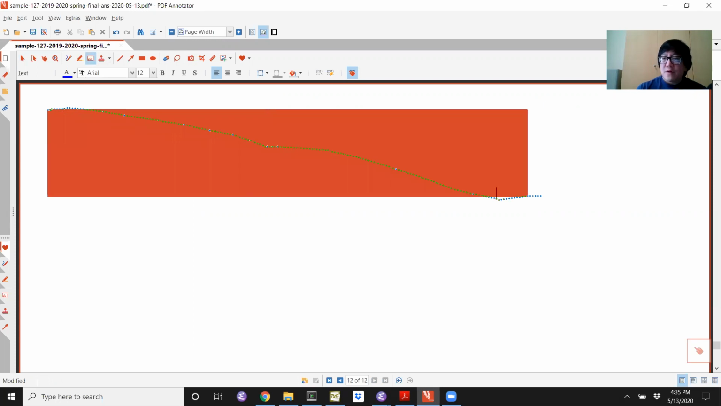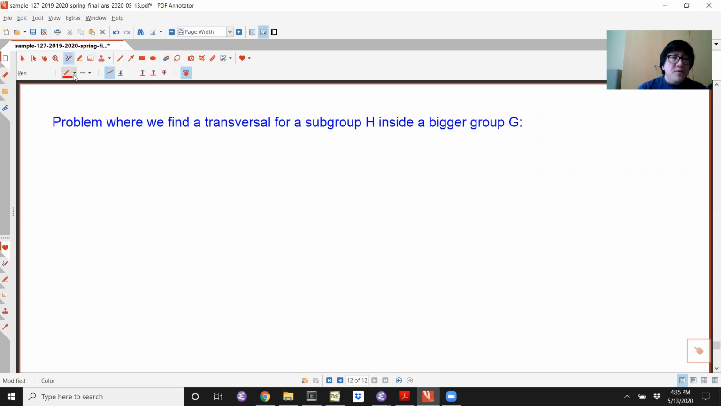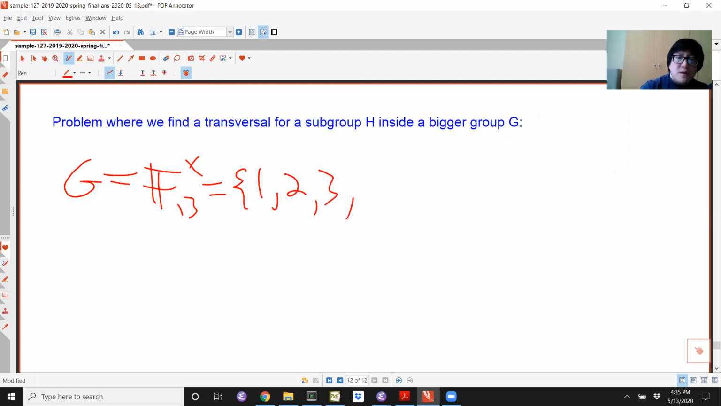All right. So here's what I'm going to do: a problem where we find a transversal for a subgroup H inside a bigger group G. I'm going to use the one that we did in class, because I'm making this up as I go along. So let G be the multiplicative group of the field of order 13, which is the non-zero elements 1, 2, 3, and so on up through 12, mod 13.